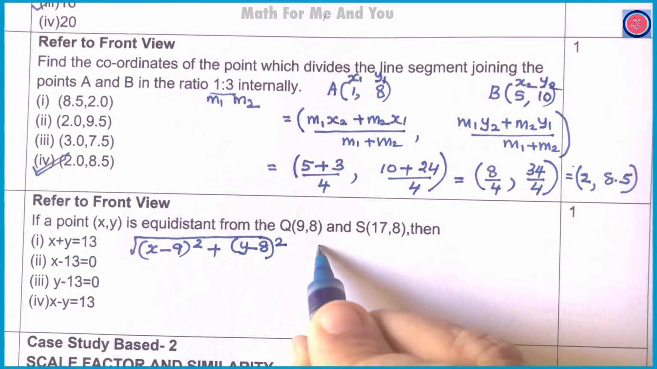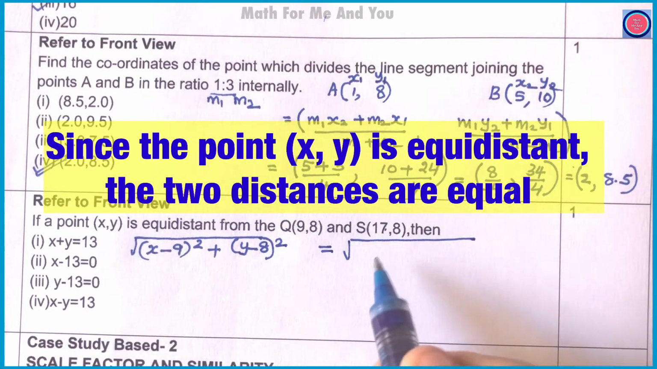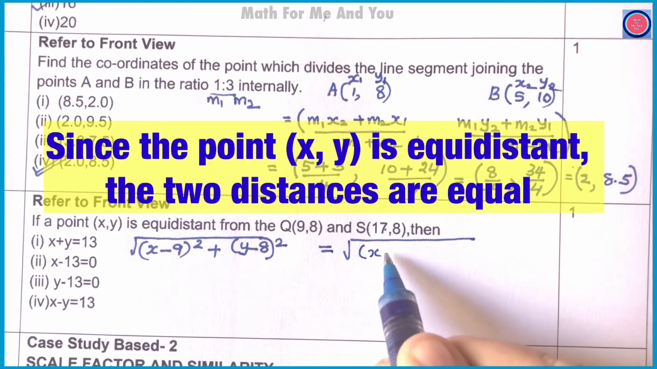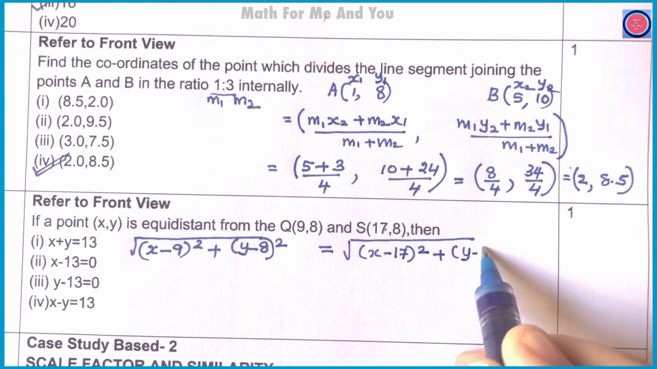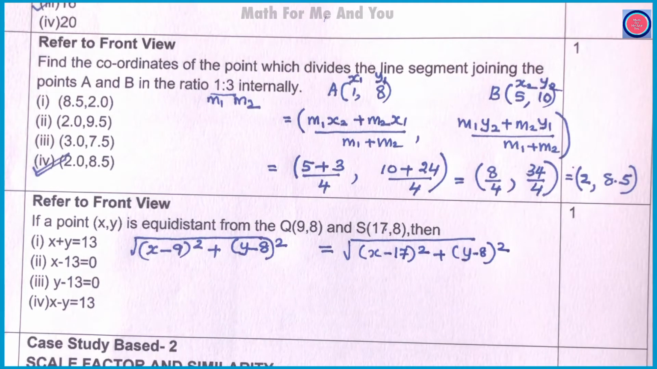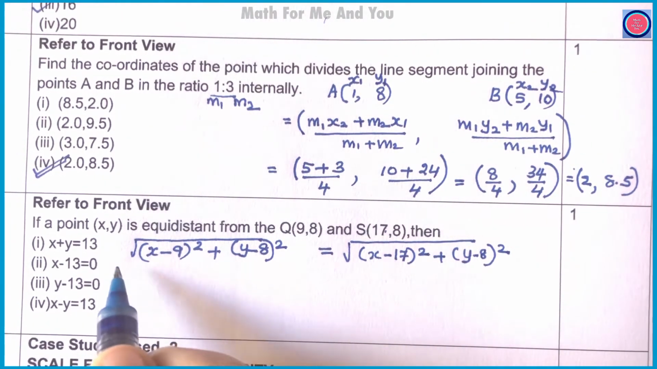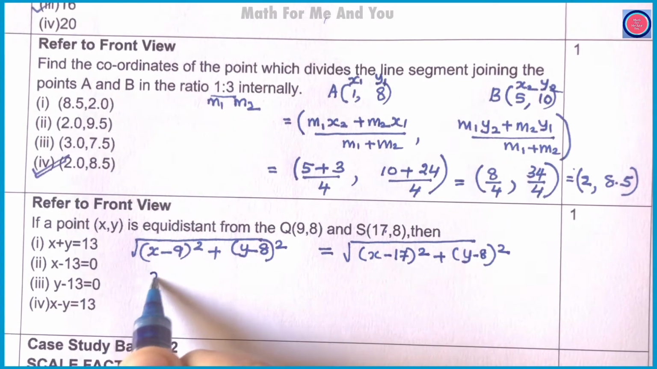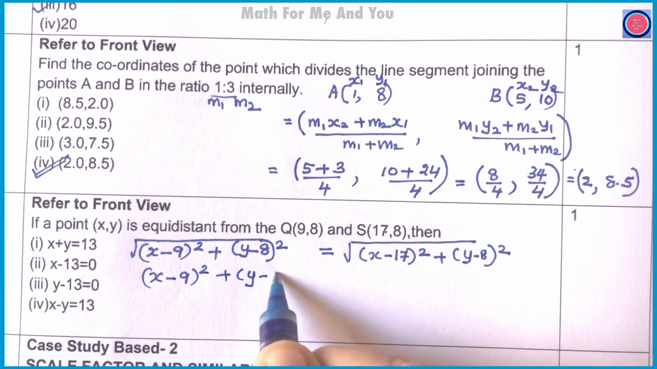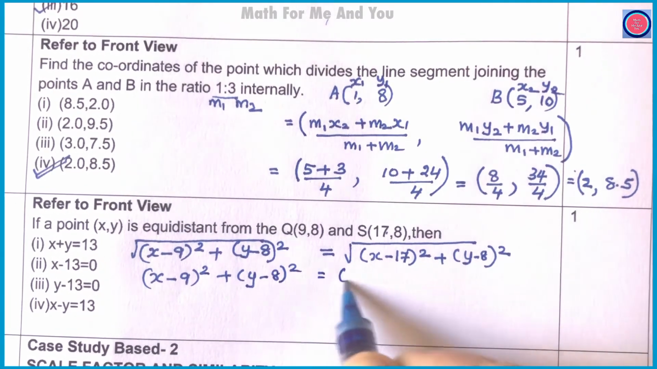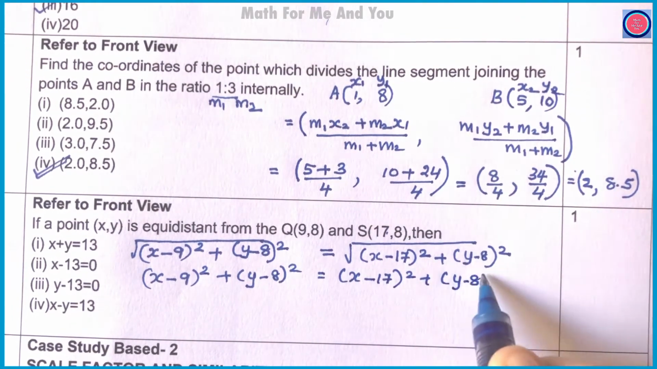Now the distance between 17, 8 and xy. So here we can write x minus 17 the whole square plus y minus 8 the whole square. We have selected x1, y1 as 17, 8 and x2, y2 as xy. Since xy is equidistant, these two are equal distances and we can cancel the square root because both sides have the square root. Then what we get? X minus 9 the whole square plus y minus 8 the whole square is equal to x minus 17 the whole square plus y minus 8 the whole square.